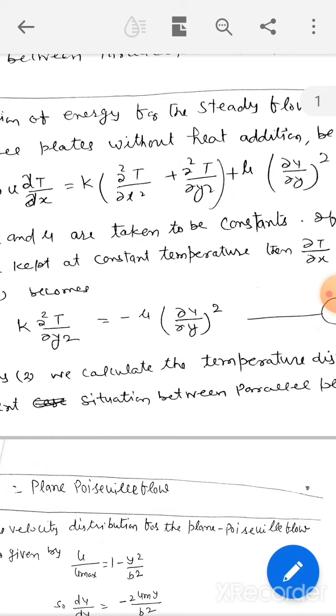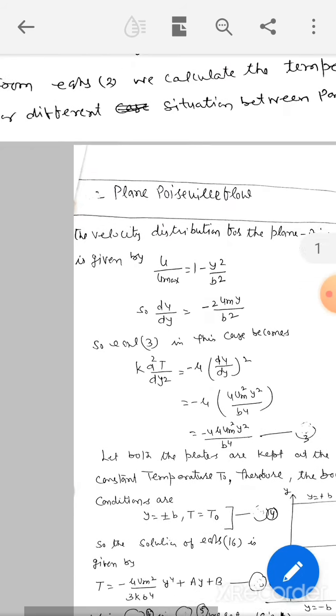If the plates are kept at constant temperature, then del T by del x is equal to 0. Then equation number 1 becomes kappa into del square T by del y square is equal to minus mu into del u by del y whole square. This is equation number 2. From equation 2, we calculate the temperature distribution for different situations between the parallel plates.